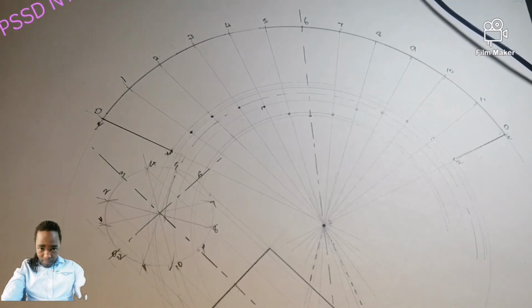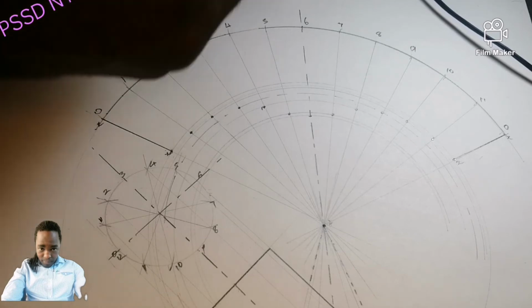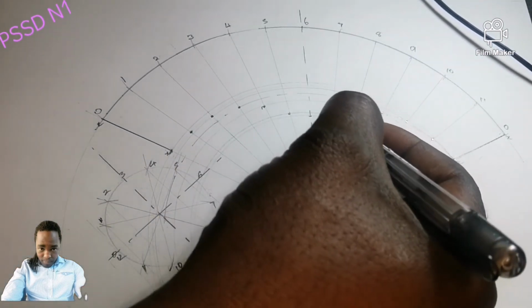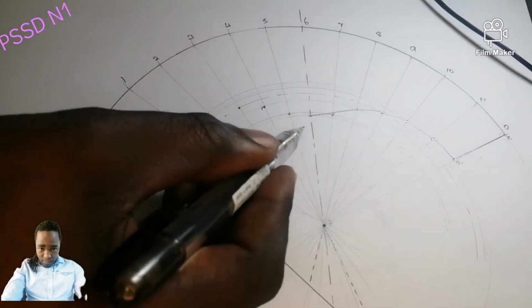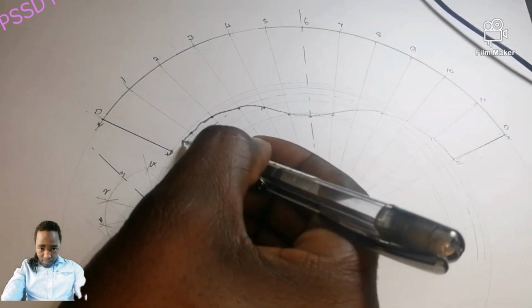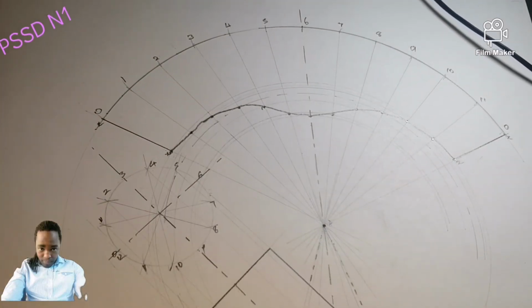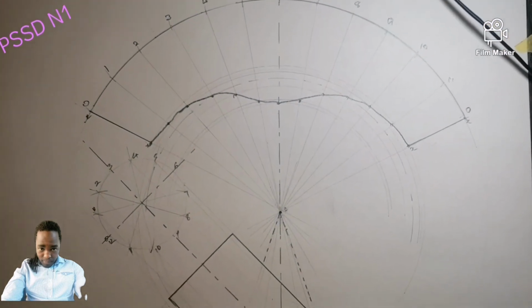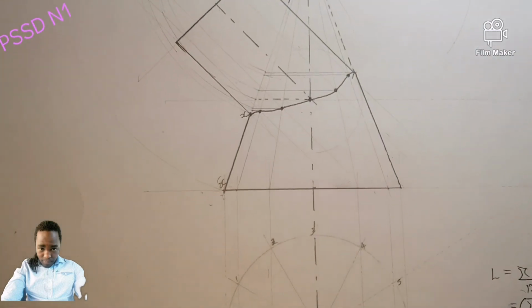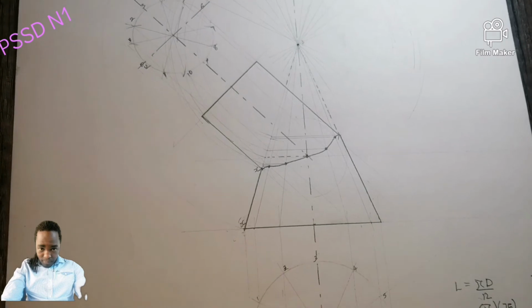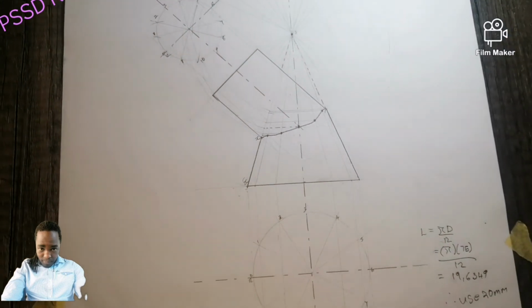So you join them using a flex curve or freehand. Then here we go. Then from there, here you go. So that's how we are getting the development of the cone. So the question didn't ask us to develop the cylindrical pipe. So that's how you get it.